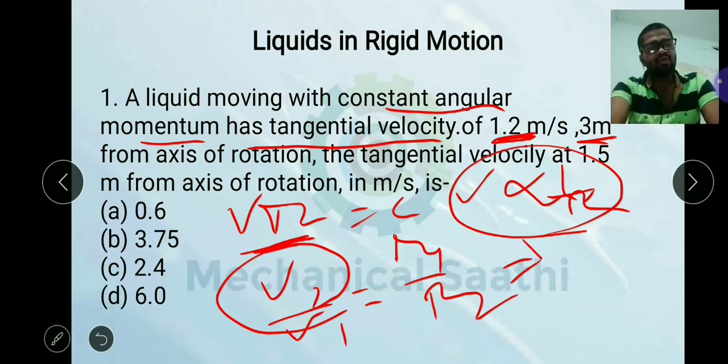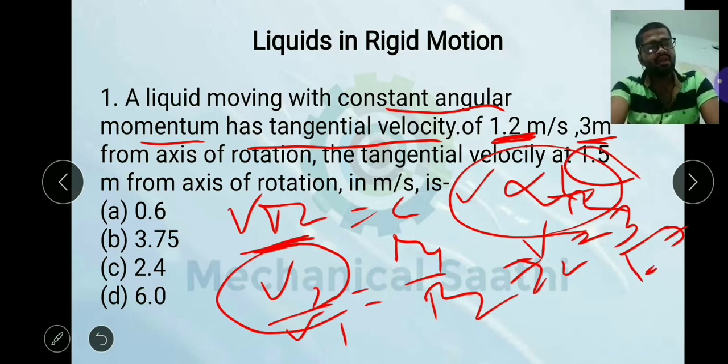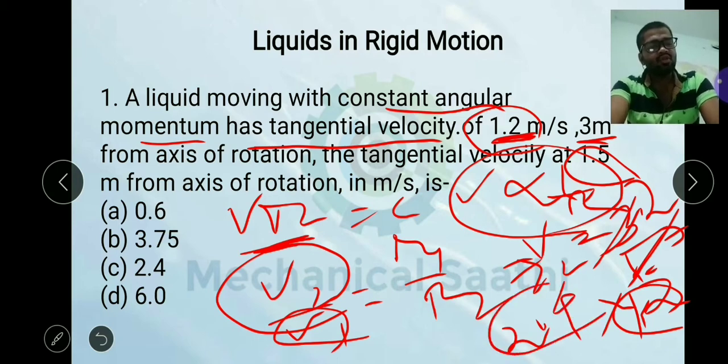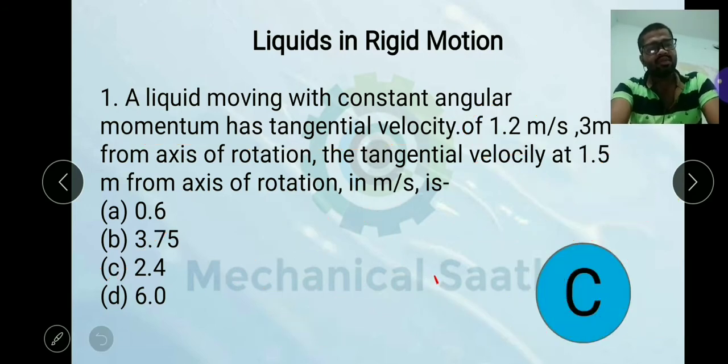So v2 will be equal to what? r1 is given 3, divided by r2 which is 1.5, and v1 is given 1.2. So 3 divided by 1.5 gives 2, and 2 times 1.2 gives 2.4. So 2.4 meter per second. Option C will be correct again. Let us check it. Option C will be the correct one.